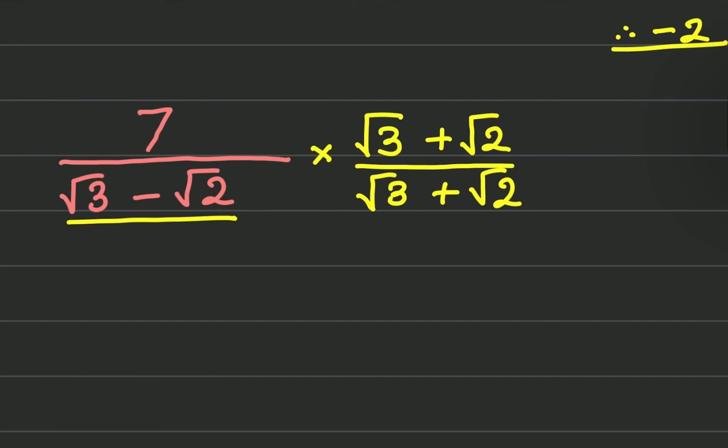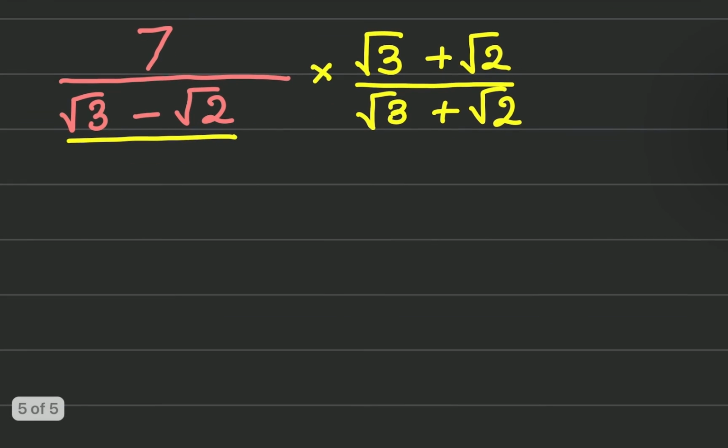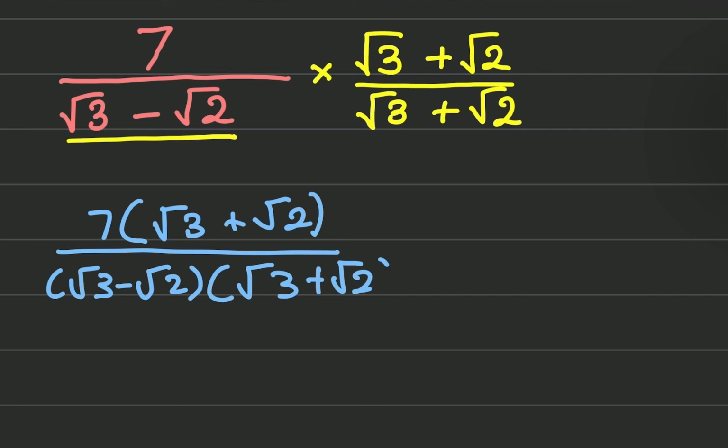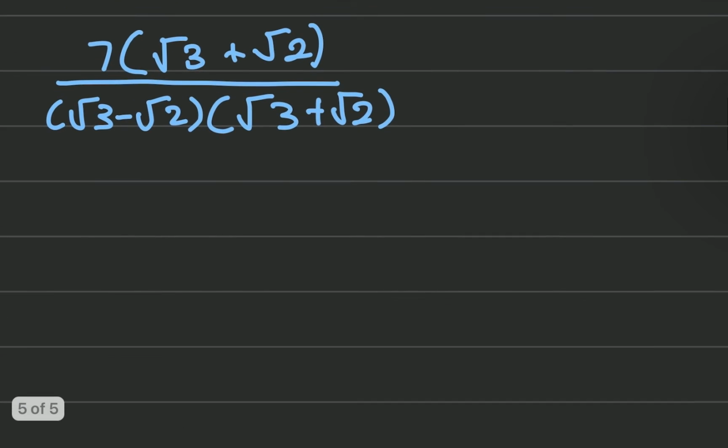Now moving to our second step. Let's simplify it even more. So we have 7 multiplied by root 3 plus root 2. We have that. And to the bottom, root 3 minus root 2 multiplied by root 3 plus root 2. Let's simplify this even more.